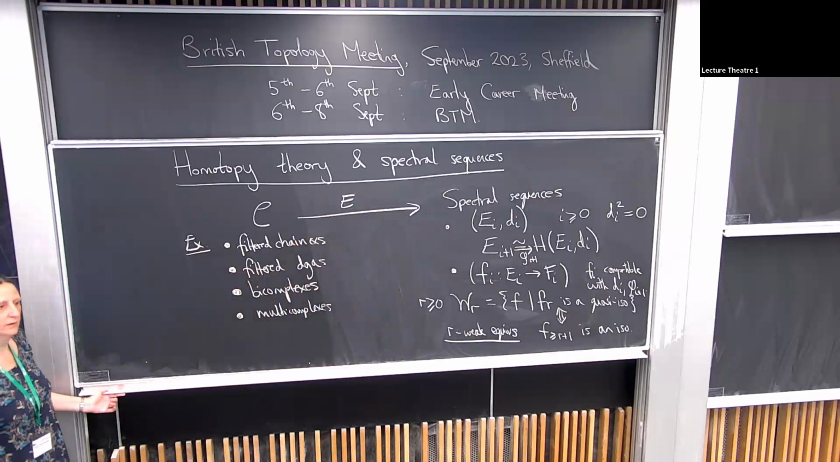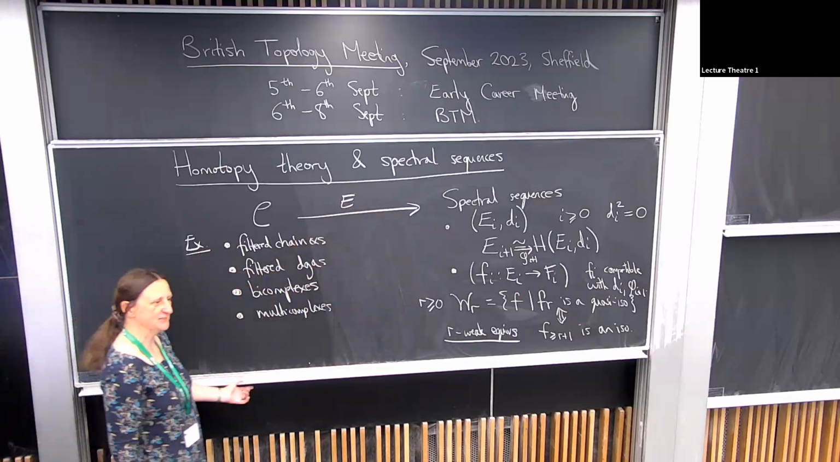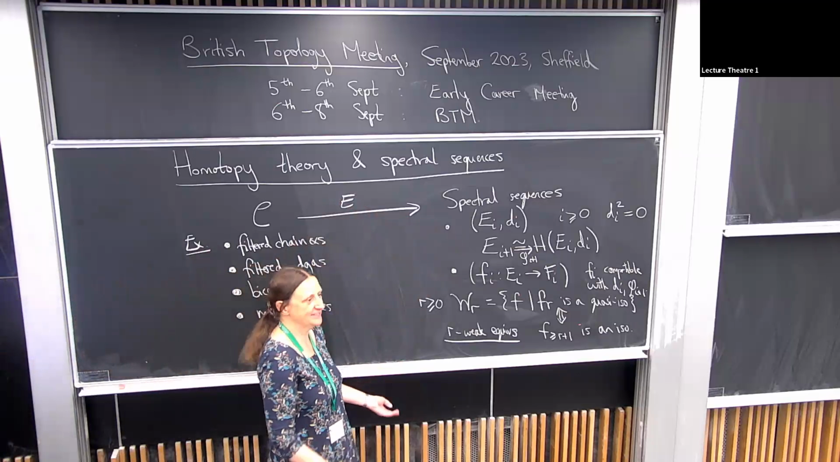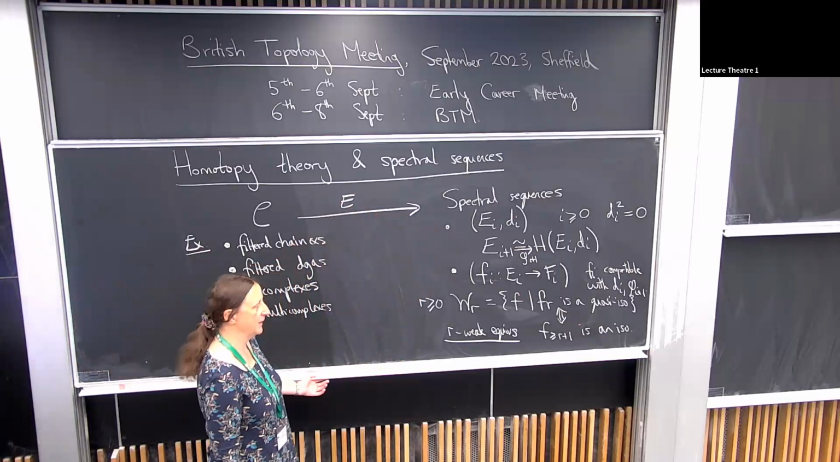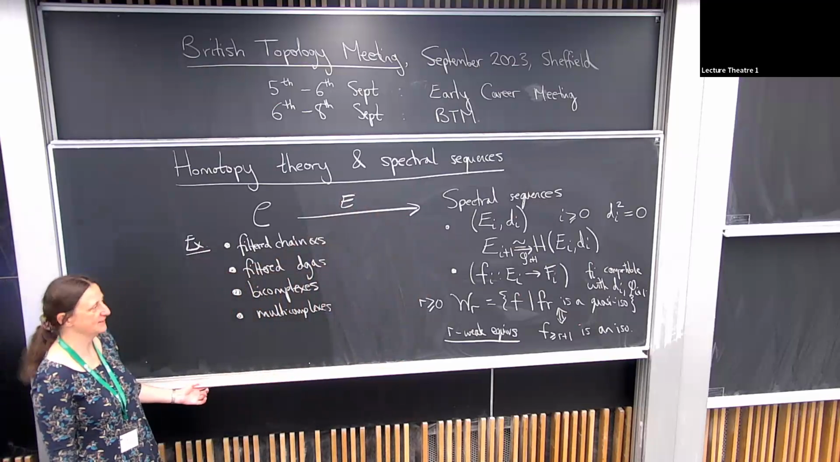Put something like filtered chain complexes over the orbit category. Yes, I wondered that during your talk, and I guess yes. I would be really happy to discuss that a little bit.